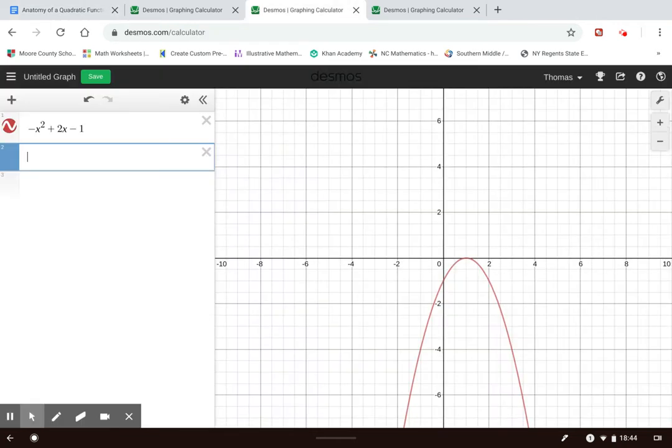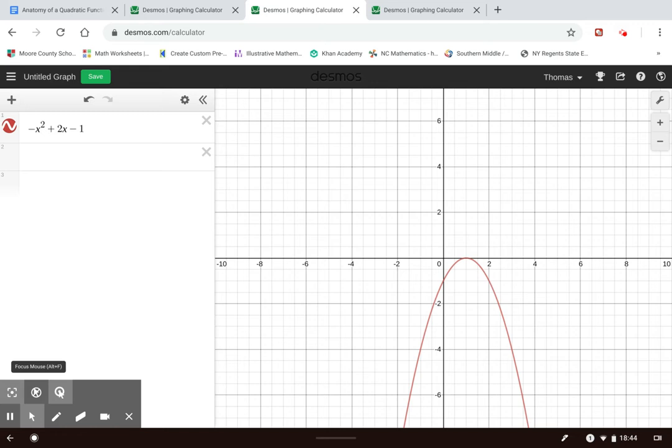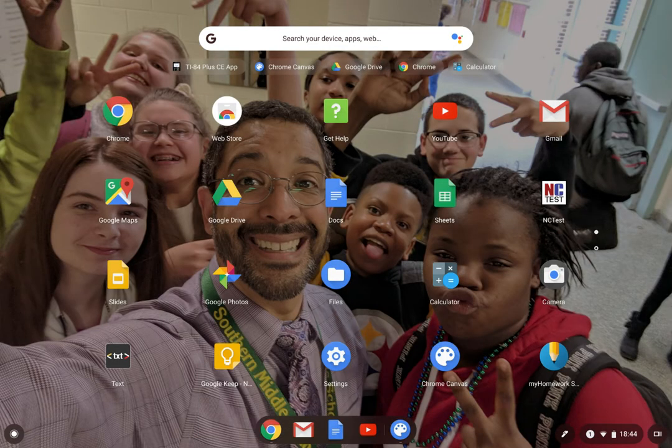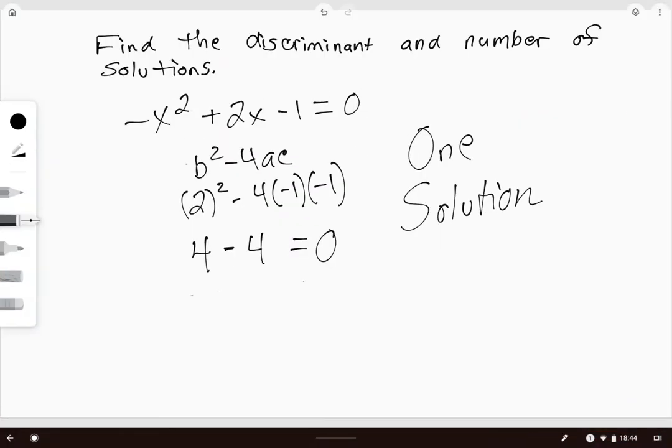And then if I look back here at my graph of it on Desmos, you can see that this parabola touches my x-axis in one place, which is right here at the vertex. So it has one solution. All right, so let's go to our final example.